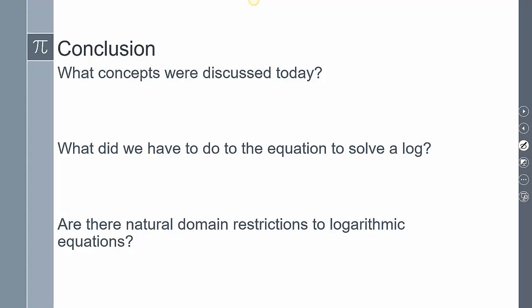Now, in conclusion, what concepts were discussed today? We solved log equations, and it's a little different. Some of it's a little conceptual, but just know that we have to use our properties of logarithms to combine logs together if needed. And most of it we turned into an exponential form equation because it's much easier to visualize and count in those terms. And then what did we have to do to the equation to solve a log, and are there natural domain restrictions to log equations?